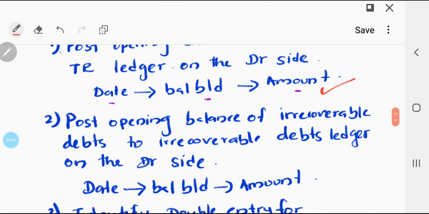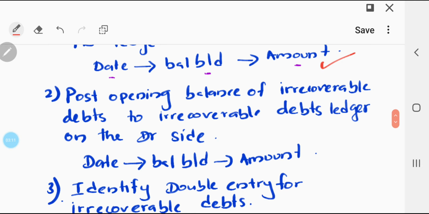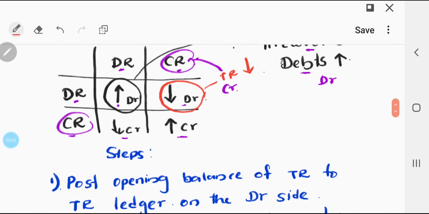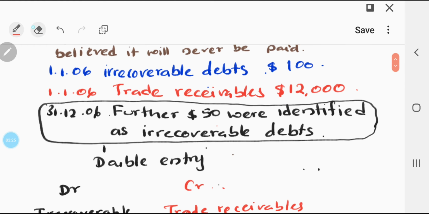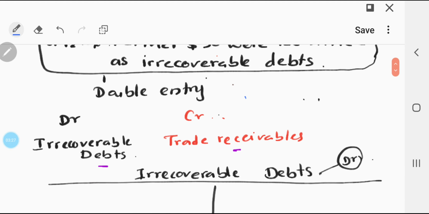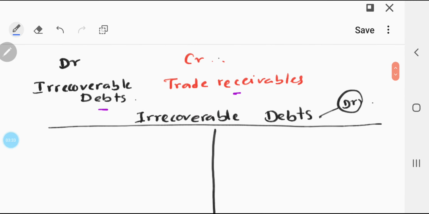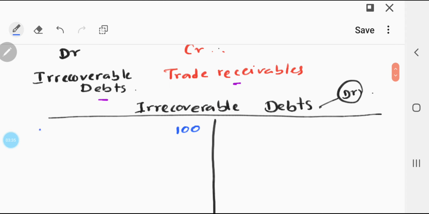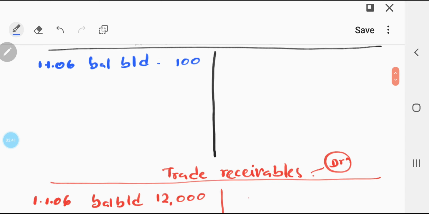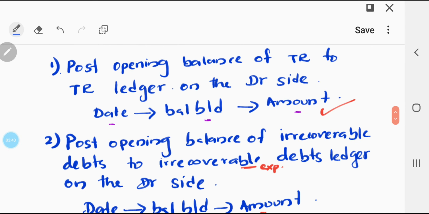Post opening balance of irrecoverable debts to irrecoverable debt account on the debit side. Why on the debit side? Because irrecoverable debt is classified as an expense. Steps: date followed by balance brought down, amount. Now, let's move to irrecoverable debts account. The opening balance is 100. 1st of Jan 2006, balance brought down. Now we are done with step 2.